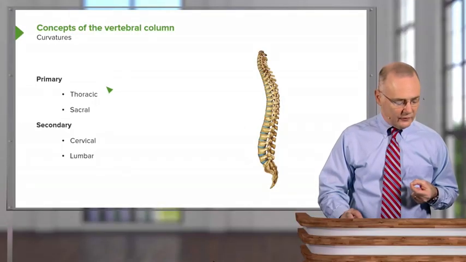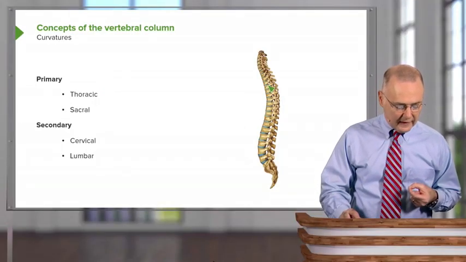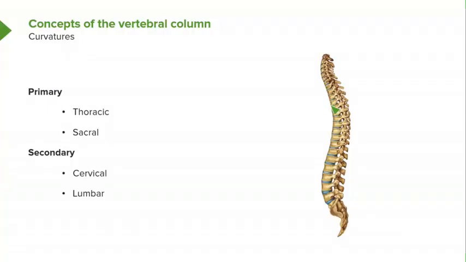The primary curvatures are due to the differences in the height of vertebral bodies. So if we take a look here, we're looking at a thoracic vertebra. Here's the anterior portion of the body, and here's the posterior portion of the body. Cannot really perceive it here, but the anterior height of the vertebral body is a little bit shorter than the posterior height. Therefore, these are somewhat wedge-shaped, and when you stack multiple thoracic vertebrae upon one another, you will then develop this primary curvature. Same thing happens with the sacral vertebrae as well.